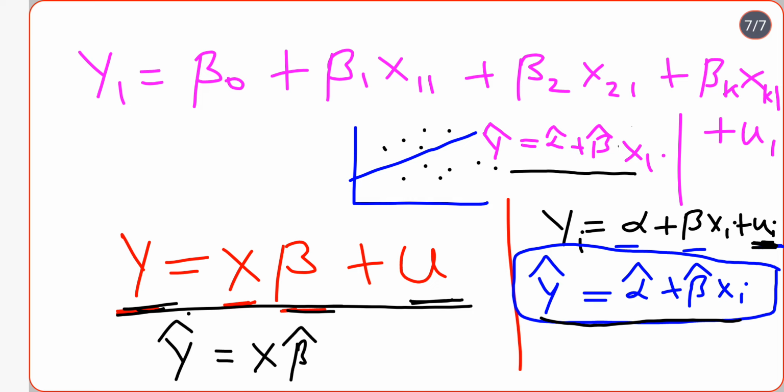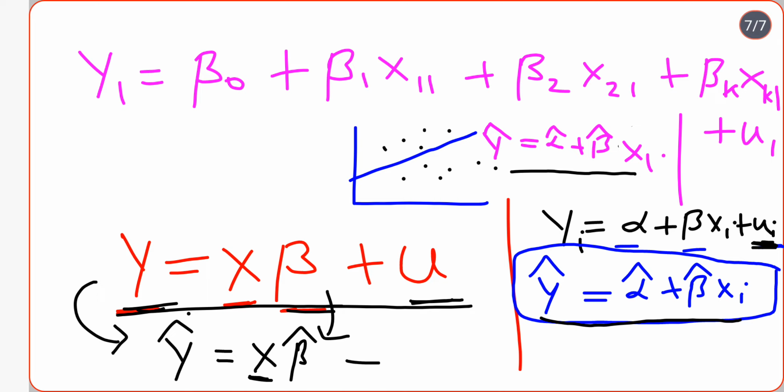Here y hat is the estimated vector of y. That means y hat is basically the vector of estimated values of the dependent variables. Beta hat is nothing but the estimator of beta. I mean it is the vector of estimated parameters of beta, and x is the vector of the independent variables. U will not be present because it is the equation.